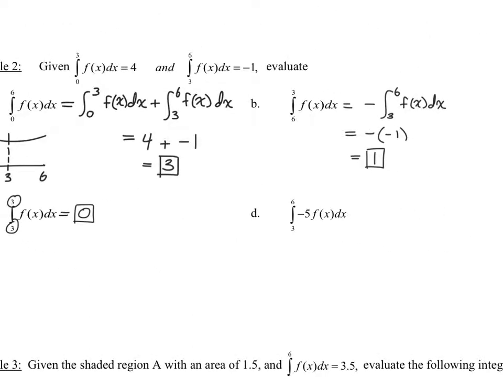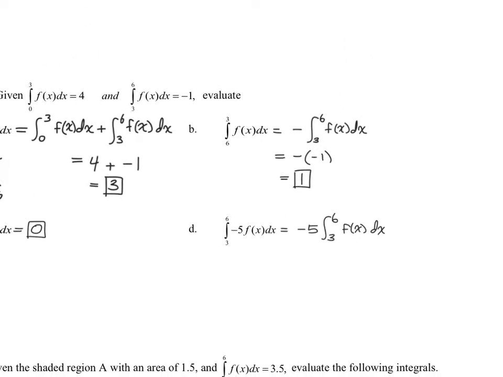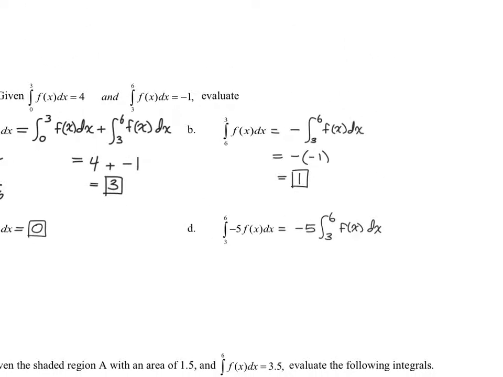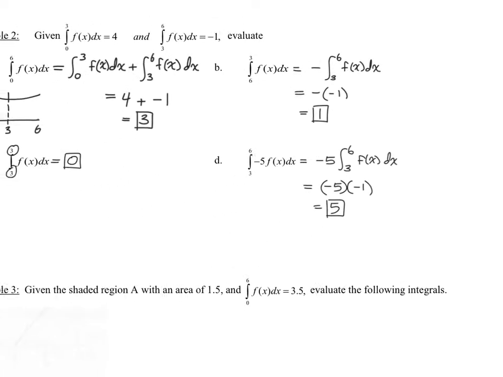And the last one is the constant multiple rule for definite integrals. So pull out the -5 on the interval of 3 to 6, f of x dx. 3 to 6 was given as -1, so we're taking -5 and multiplying it by -1. All right, so not too bad.